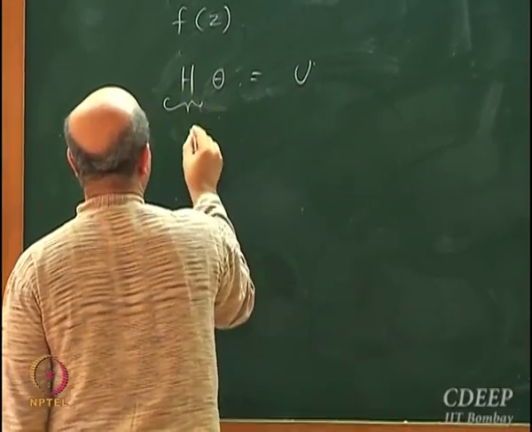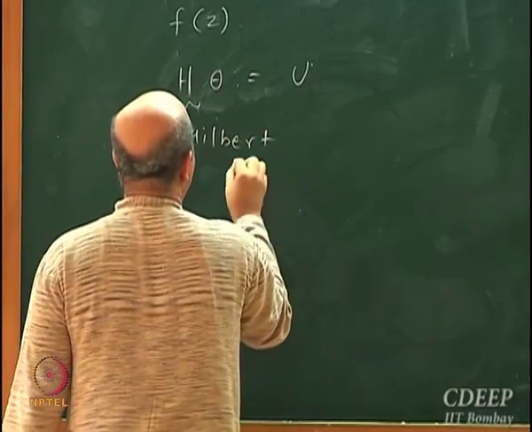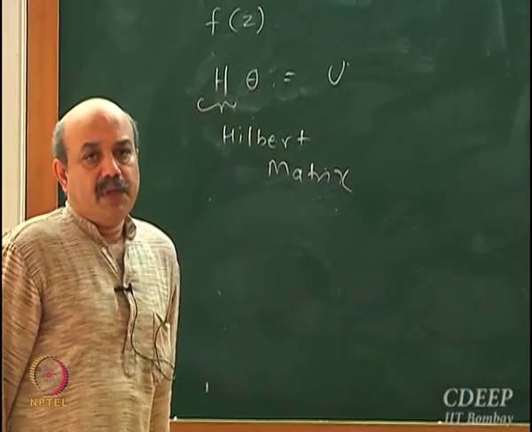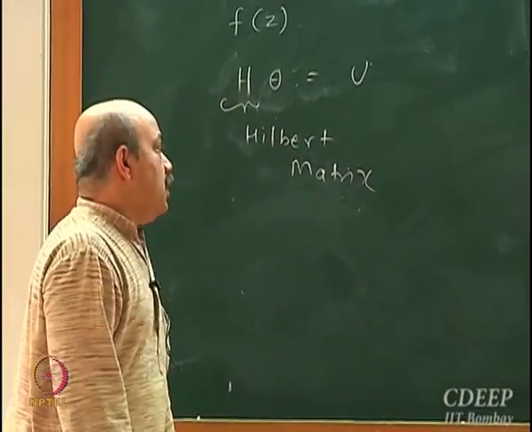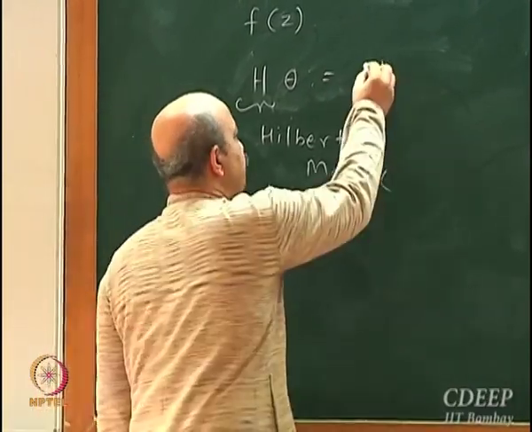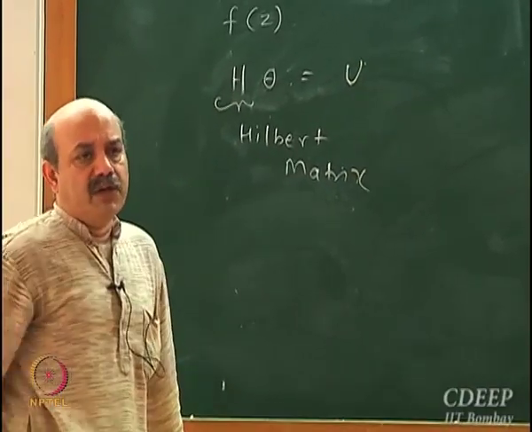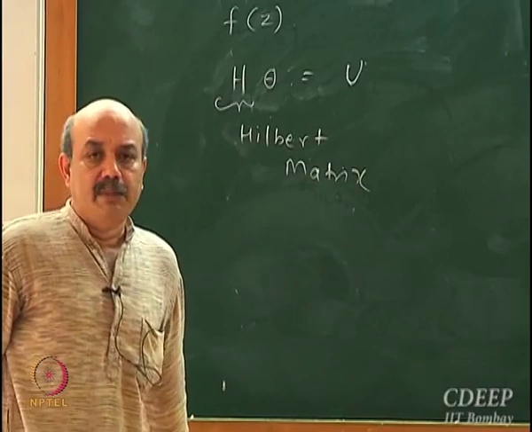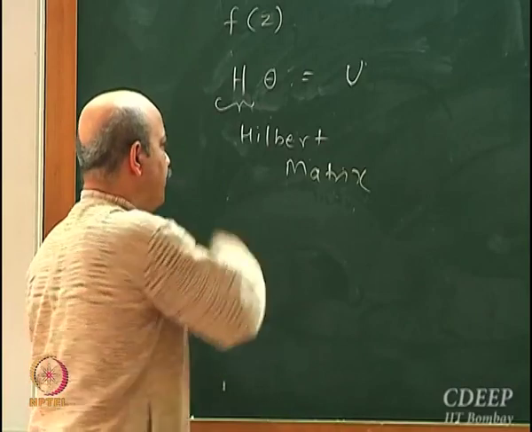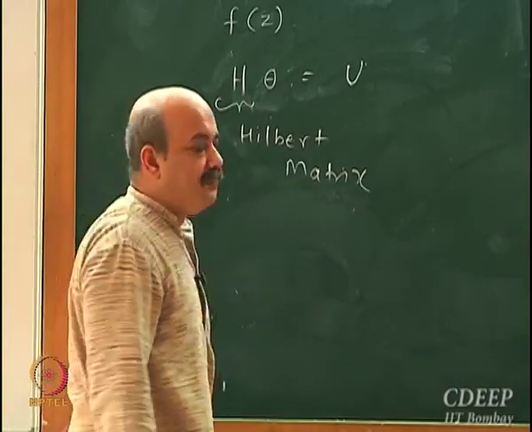So H is the Hilbert matrix. Theta is the parameter vector, the polynomial coefficients, and u, depending upon how you have formulated the problem, is a finite dimensional vector. And this is exactly like solving Ax equal to b. X is theta, b is u, and A is matrix H.